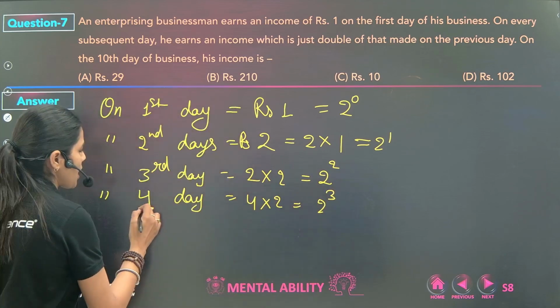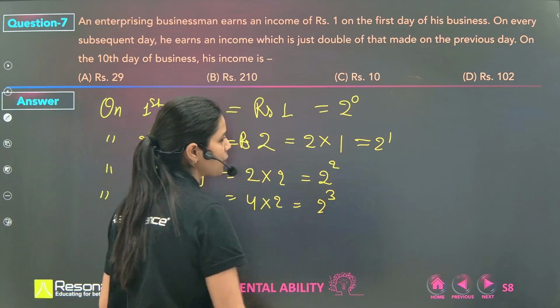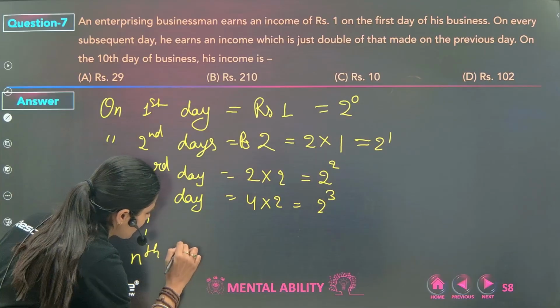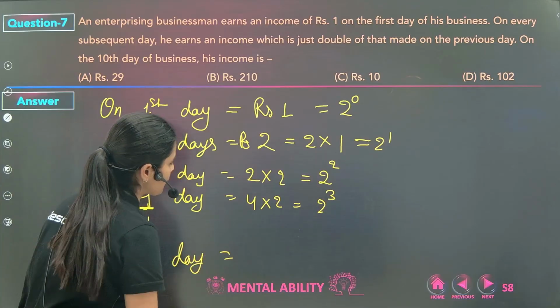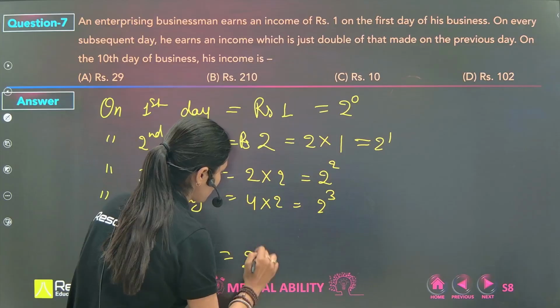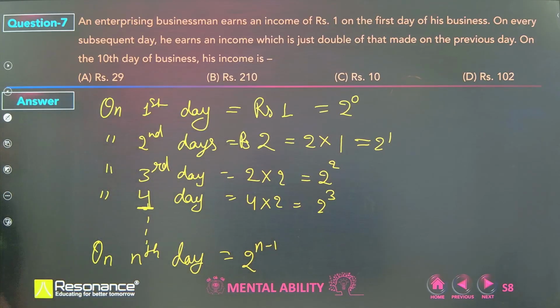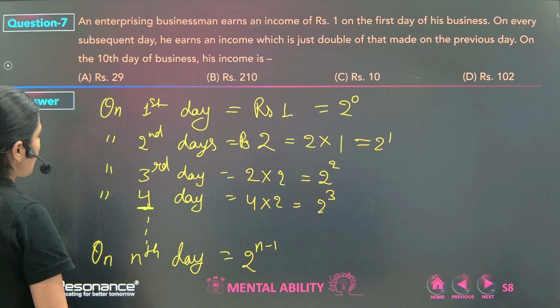Which day are we having? Fourth day. What are we getting? Power 4 minus 1. So on the nth day, it will be 2 to the power n minus 1. That will be the amount which he will be earning. Okay, so he is asking that on the 10th day of the business, his income is. He has to find that on the 10th day.